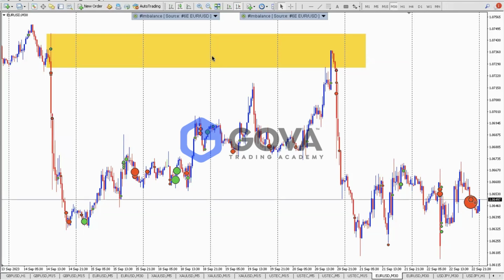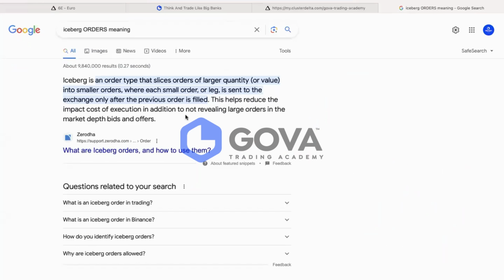This is Clusterdelta's website. On this website, let us analyze Euro USD, the imbalance on Euro USD. But first of all, I need you guys to understand what an iceberg order is. There's something they call an iceberg order, okay? An iceberg order. So what is an iceberg order? We are going to get into that in a bit, okay? Let's go back to the Euro USD chart.